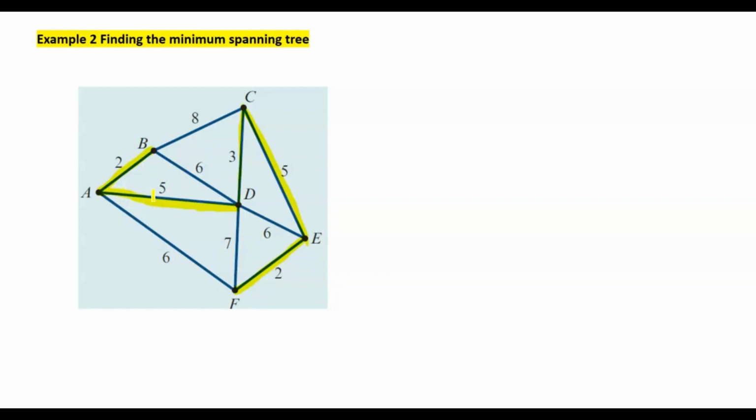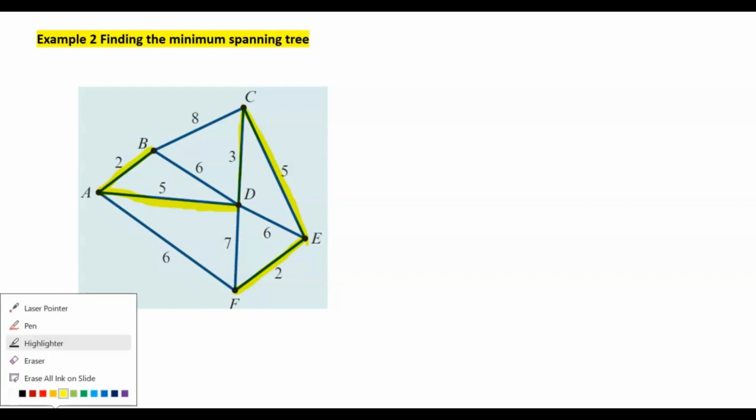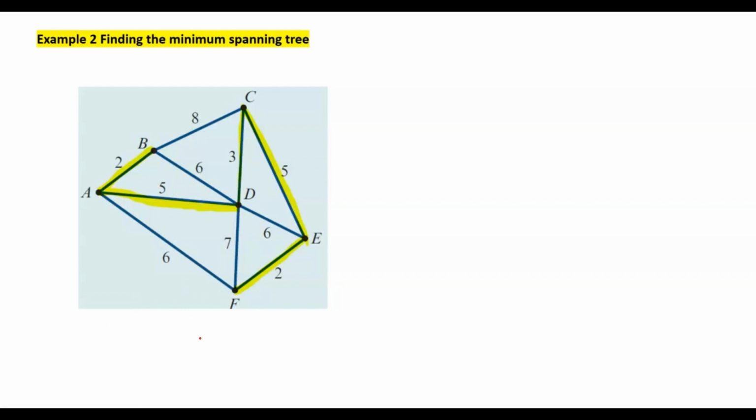So that gives me a total of what? If I do the total, that's going to be 2 plus 5 plus 3 plus another 5 plus 2. It's going to be 10, 15, 17. So that's 17. So 17 is the smallest.